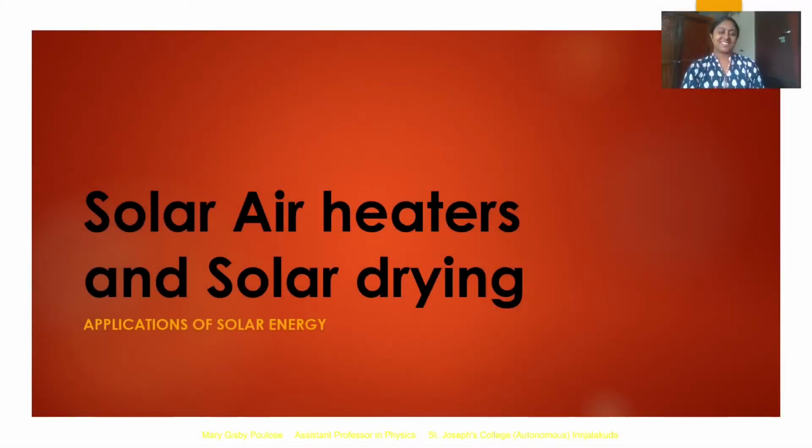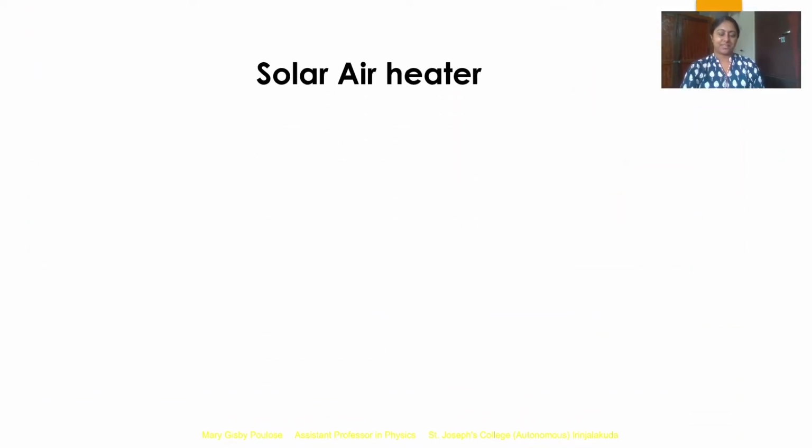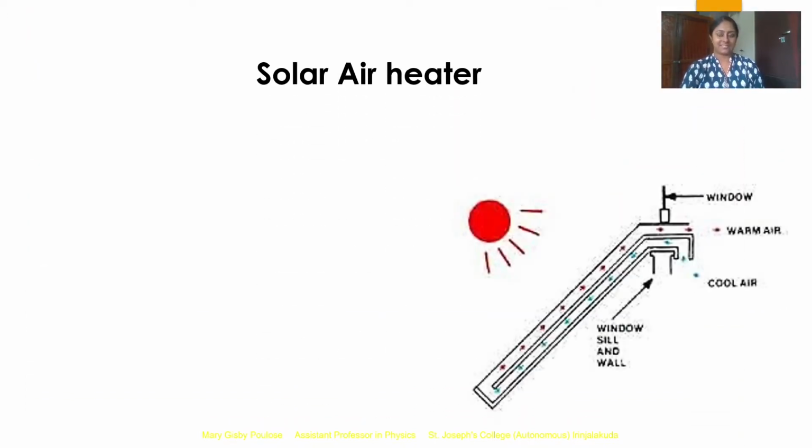Good day, students. Today we shall look into other applications of solar energy like solar air heaters and solar drying. Now, what is a solar air heater? Basically, it is just a flat plate collector. That means it has an absorber plate. On top, it will have a glass cover, and below it will have insulation.